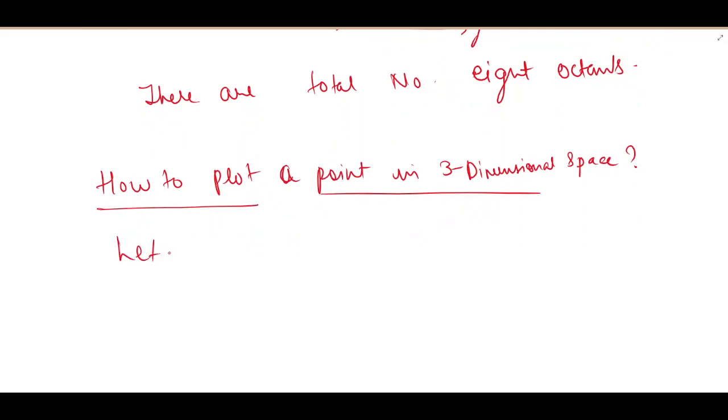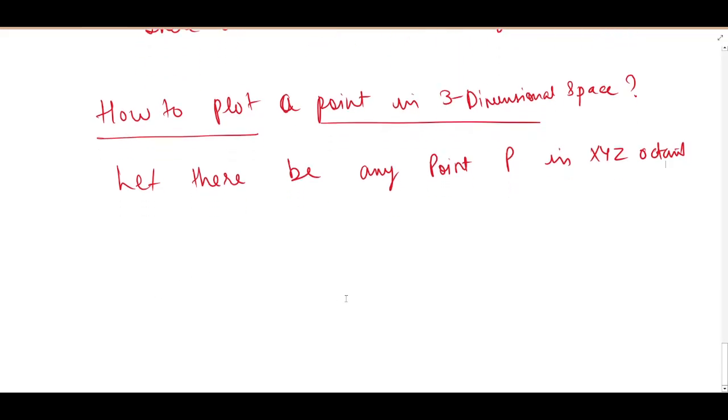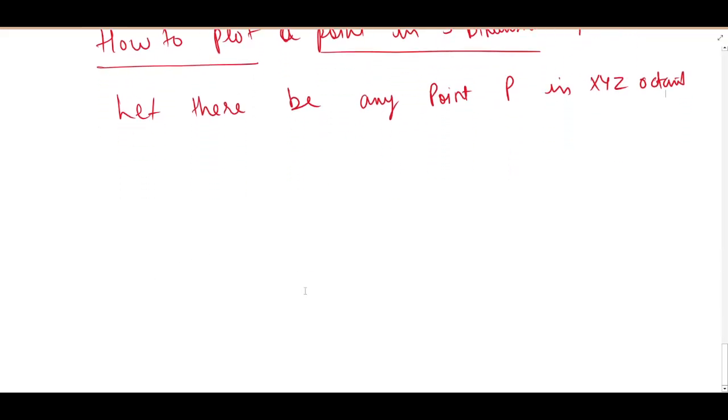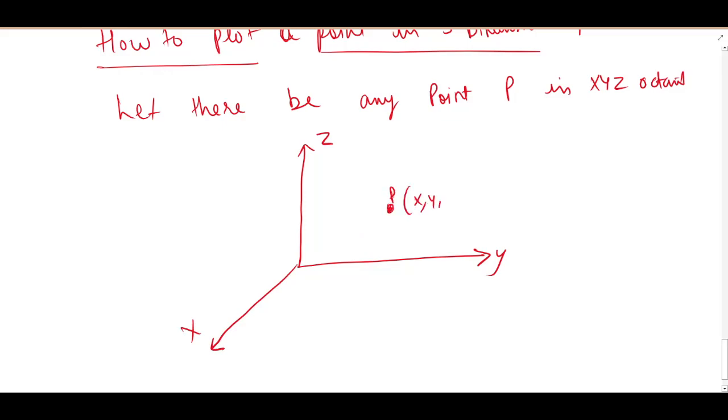So let there be any point P in the XYZ octant, that is, this is a rectangular coordinate system Z, Y, and X. So we have point P whose coordinates are X, Y, and Z.